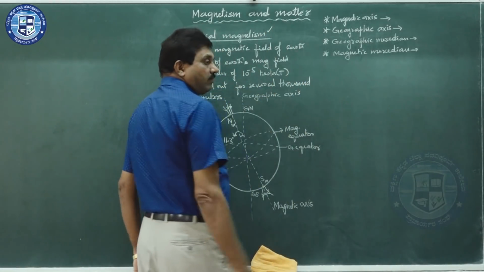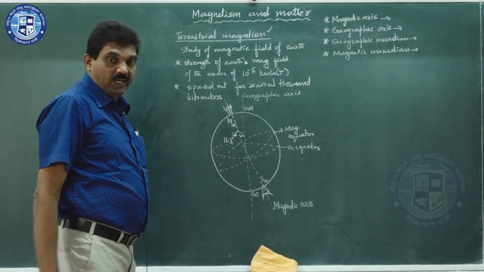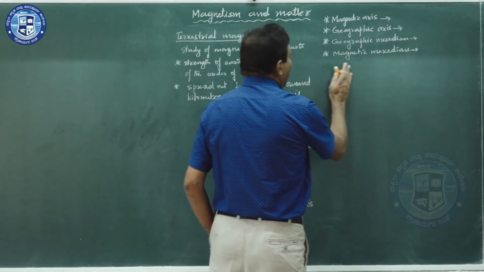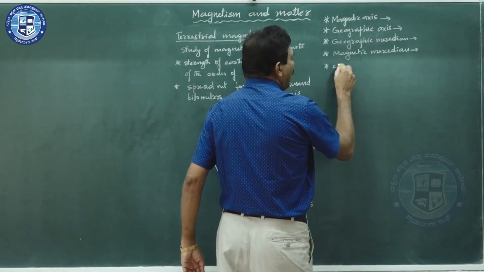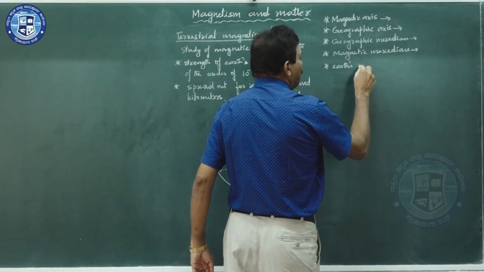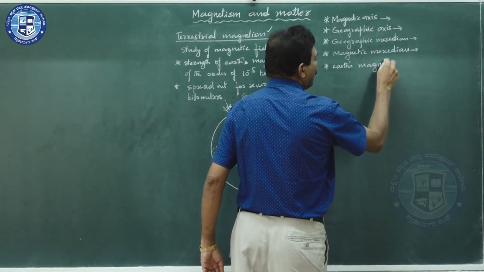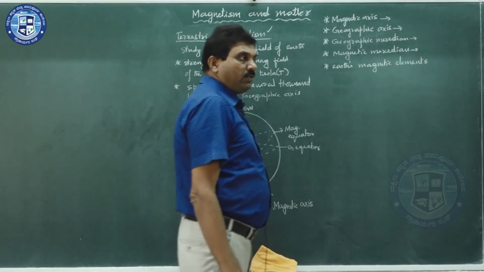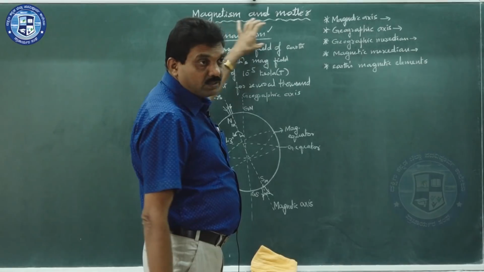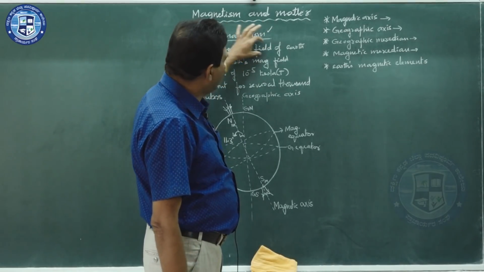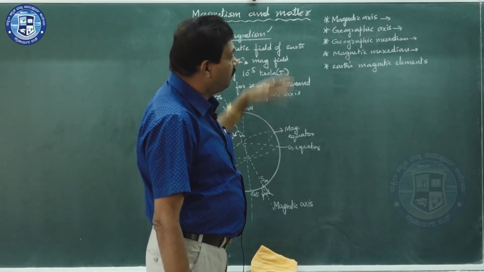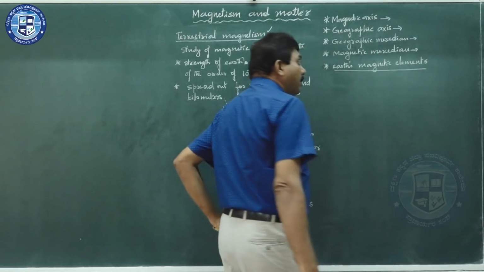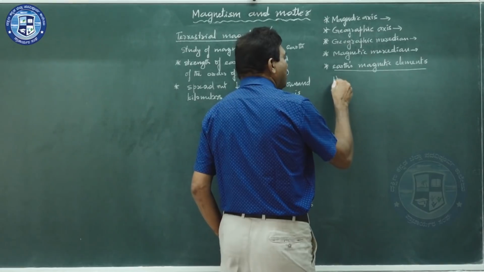terrestrial magnetism means it is a study of Earth's magnetic field. This study of Earth's magnetic field can be done by using three elements, which we call Earth's magnetic elements. Terrestrial magnetism means study of magnetic field of Earth. So, the study of Earth's magnetism can be completed when you study these Earth's magnetic elements. Which are the magnetic elements of the Earth?